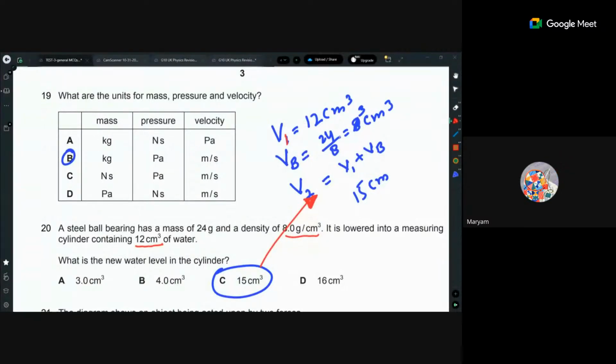Yeah. So we must know that the volume of the ball bearing can be calculated by density equals mass by volume, and volume equals mass upon density. So what is mass? Mass is 24 gram, and what is density? 8. 24 by 8, it means the number is 3. So if you place a 3 centimeter cube object in 12 cubic centimeter water, what would be the new reading? 15, na?